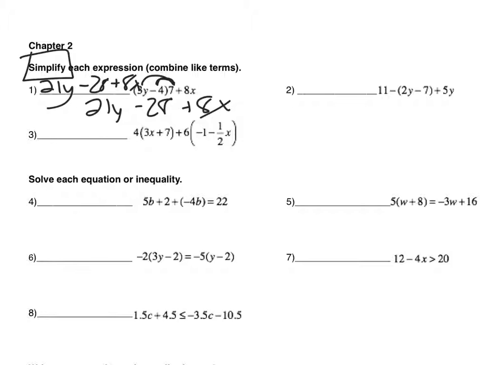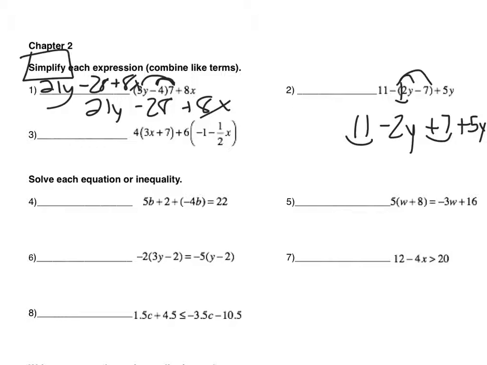For number 2, students often forget that that little negative sign there is actually a negative 1, and so you do need to distribute the negative 1 to the 2y and the negative 7. So negative 1 times 2y is negative 2y. Negative 1 times negative 7 is a positive 7. And then plus the 5y. Don't forget about the 11 out front. And then combine like terms.